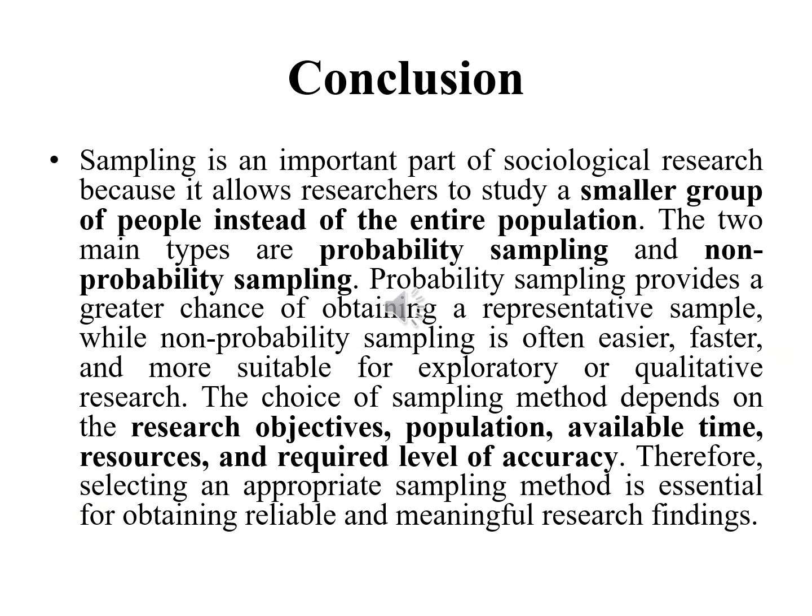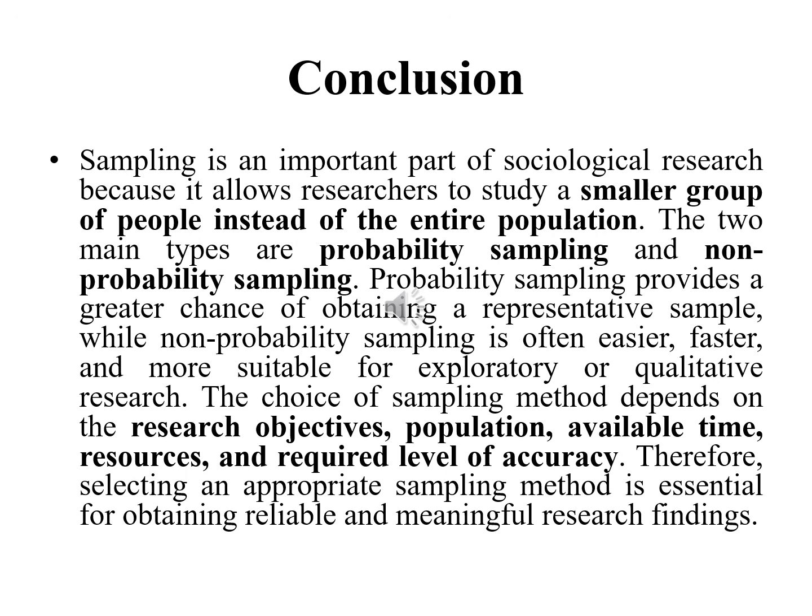So at last, let's see the conclusion, covering the sampling methods and the types, probability and non-probability sampling. Sampling is very important in sociological research because it allows us to study a small group instead of the entire population. This saves time, money and effort. There are two main types of sampling: probability sampling and non-probability sampling.